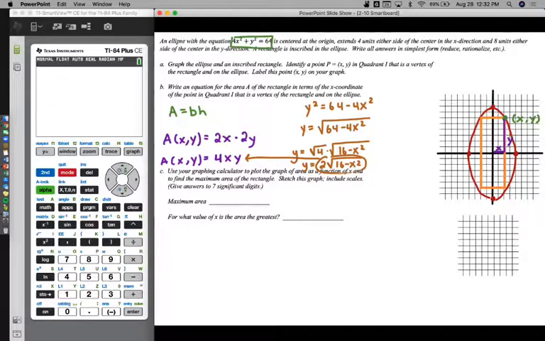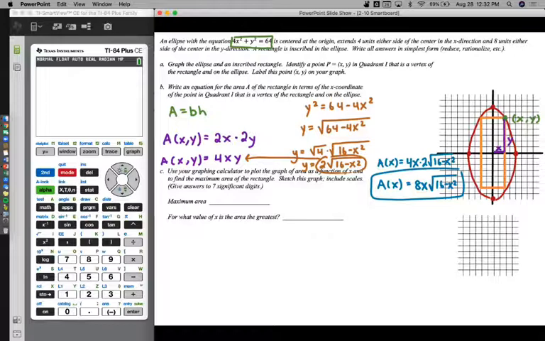All right, so let's replace it in the area equation to get our final area equation. Our final area equation in terms of x alone is going to be 4x times 2 times the square root of 16 minus x squared. So our final simplified equation is going to be 8x root 16 minus x squared. That's our area equation. All right, sorry for the mess, but that's what we're going to plug into our calculator.